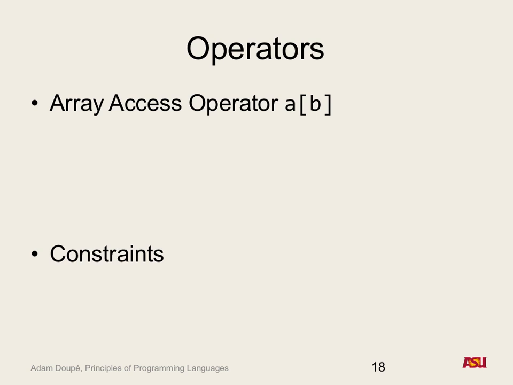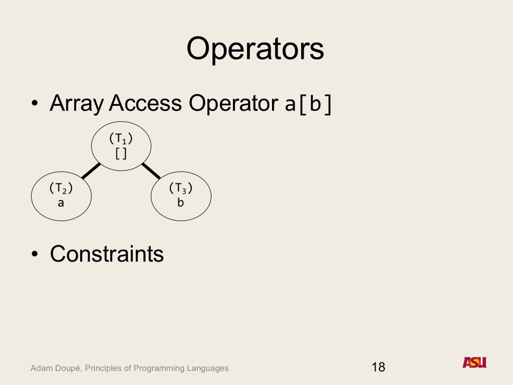So that's what we have here. We have the array access operator. T1 is going to be the return type here. The left branch is going to be A, the array, and the right branch is going to be B. So here, does it matter which is the left or the right branch? Yes, very important.